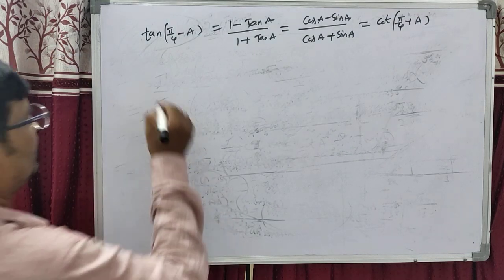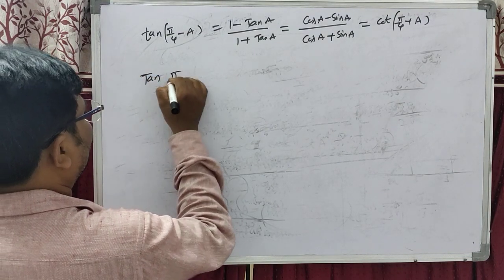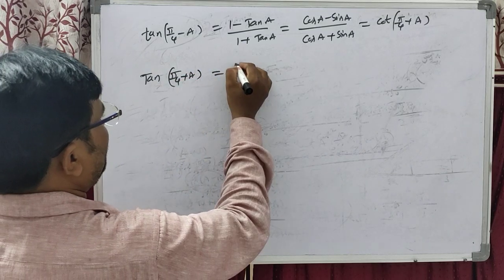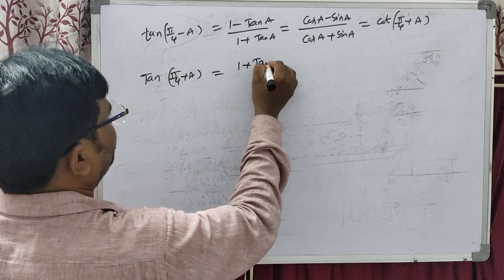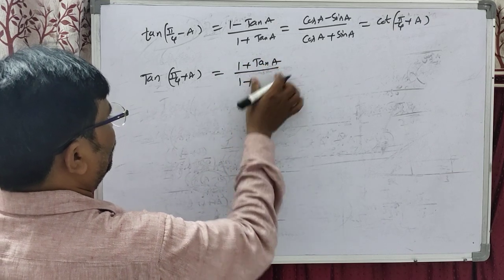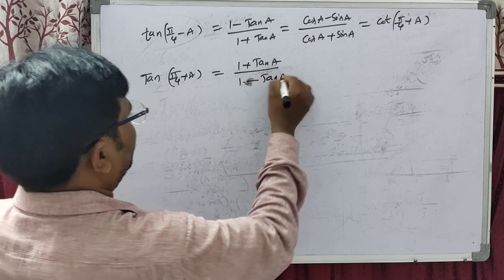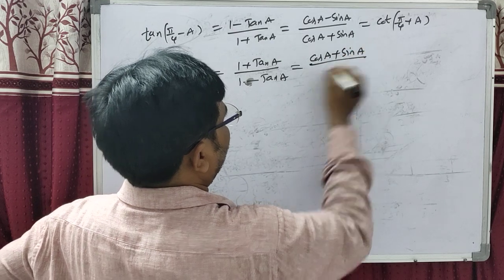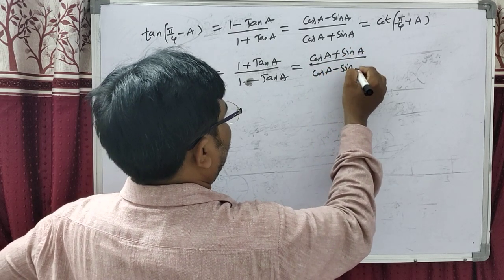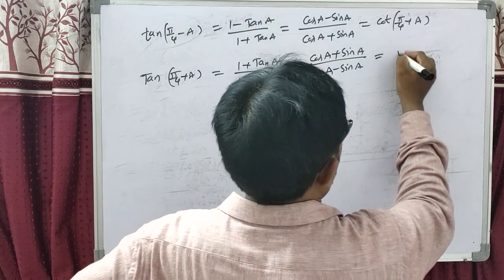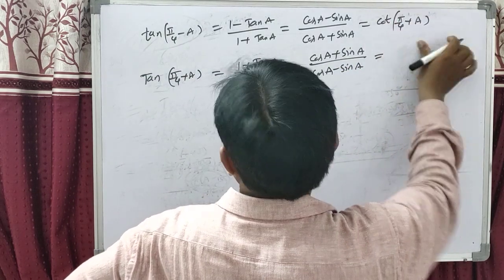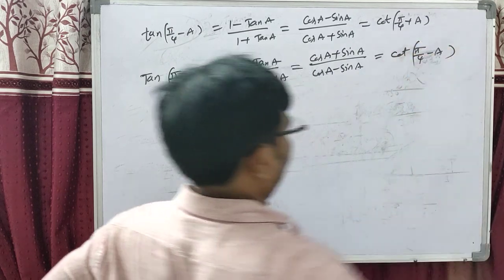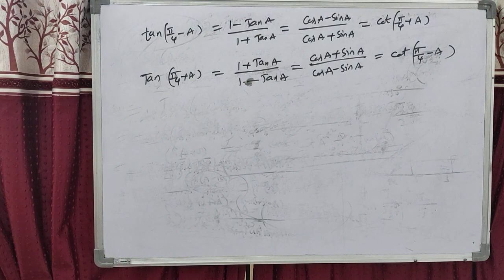My dear students, the other formula is tan of pi by 4 plus a. Dear students, this is 1 plus tan a upon 1 minus tan a. This is cos a plus sin a by cos a minus sin a, equal to, students, the cot of pi by 4 minus a. My dear students, I will explain in 1 minute.